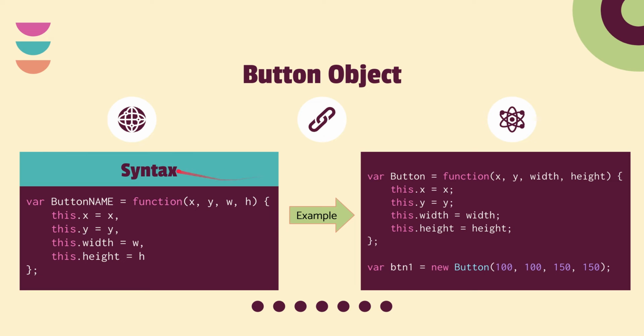So you first want to create your button object. So var button name equals function x, y, width, height. This is our constructor function. Then you say this dot x equals x, this dot y equals y, this dot width equals width, and this dot height equals h.